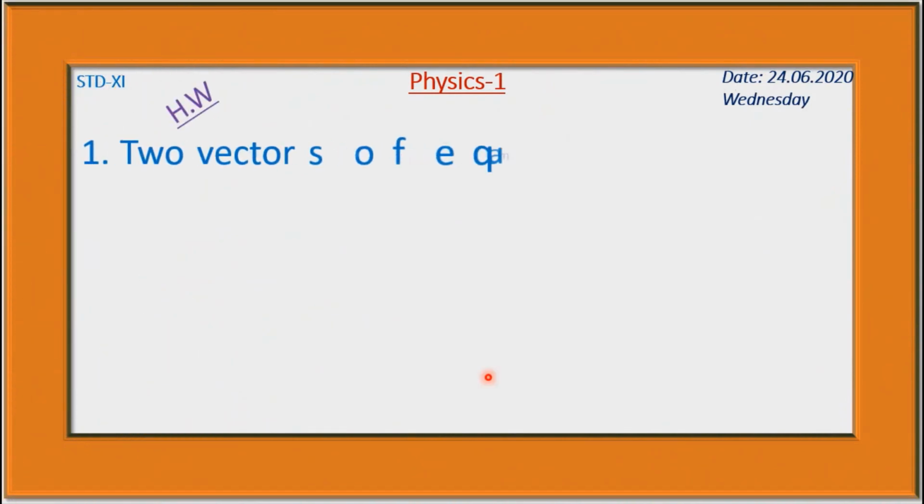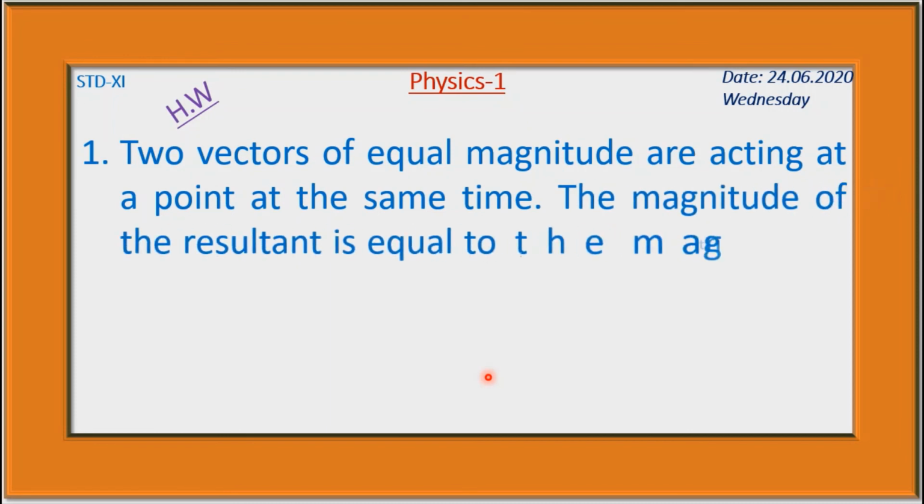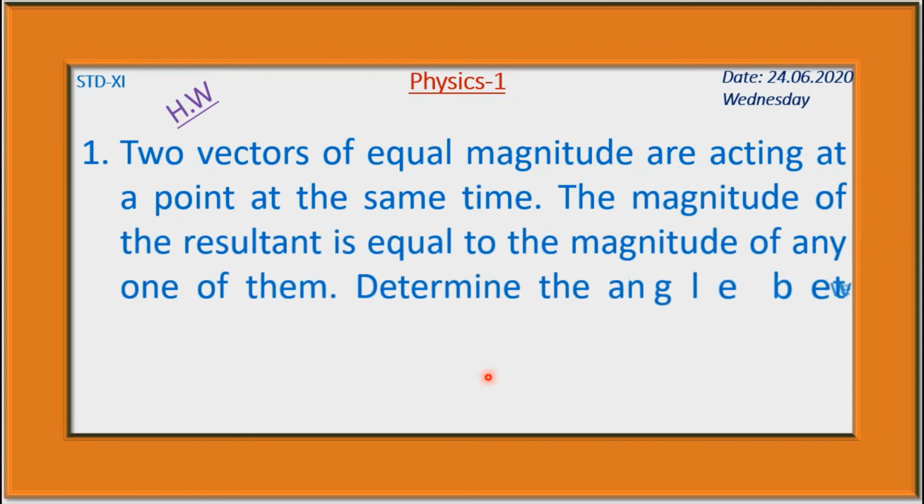Now homework. Two vectors of equal magnitude are acting at a point at the same time. The magnitude of the resultant is equal to the magnitude of any one of them. Determine the angle between them. My dear students, please try to solve this problem.